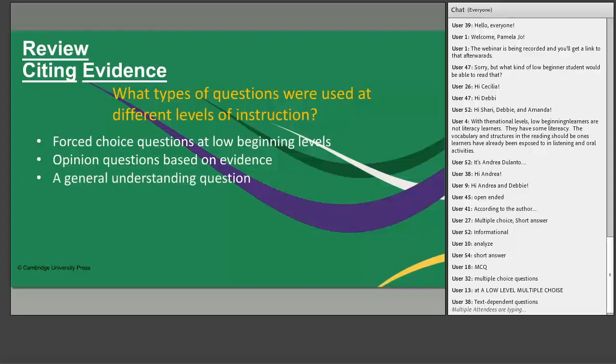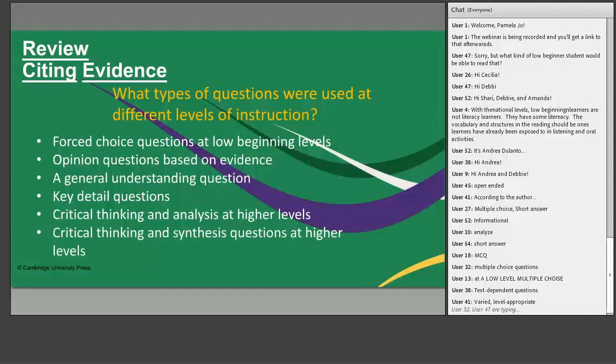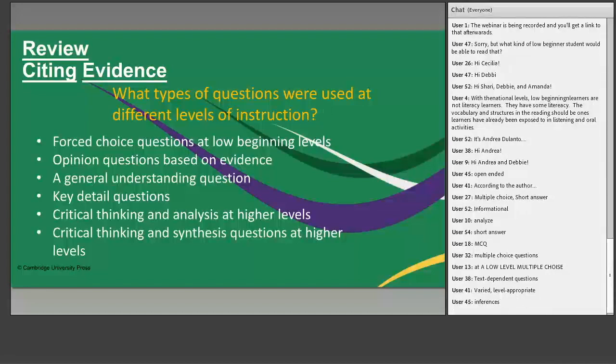Good job. There's always a general understanding question, the key detail questions. There's questions about vocabulary, varied questions when you're wanting them to analyze the text more. And finally, those questions that ask learners to look at more than one detail. So they're not just looking at one paragraph, but across paragraphs. You did very, very well.